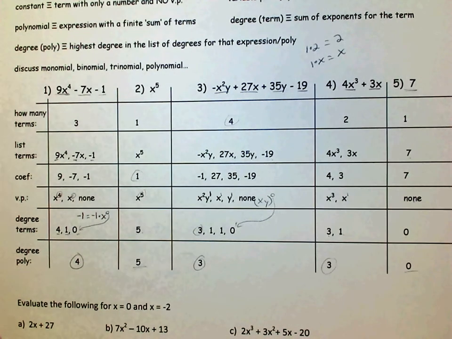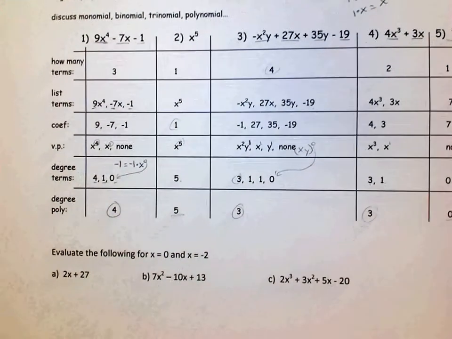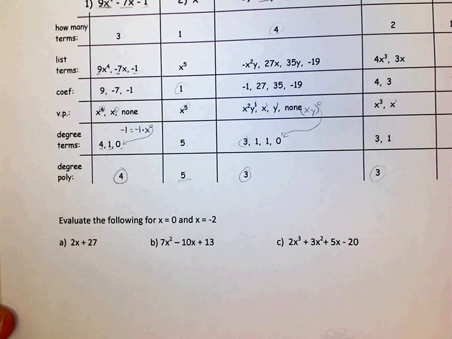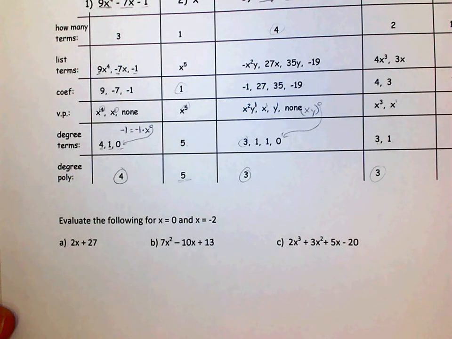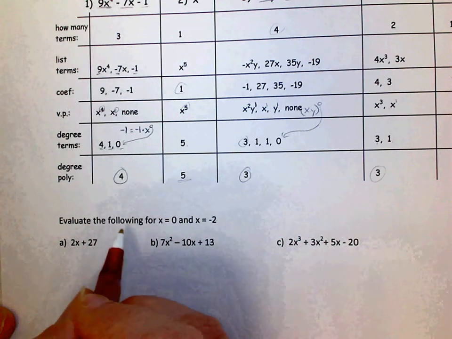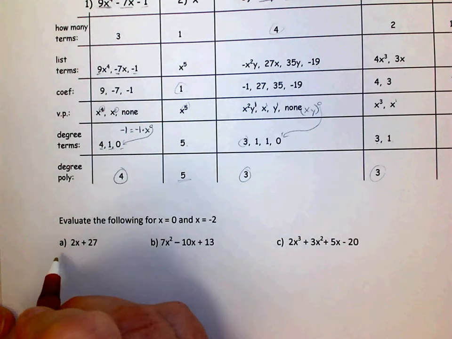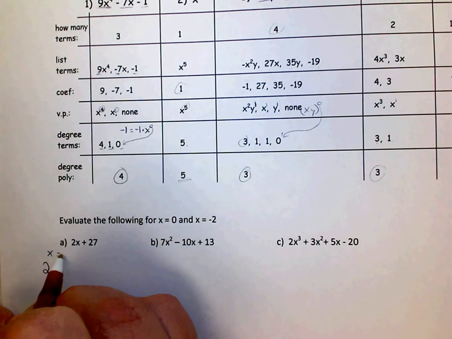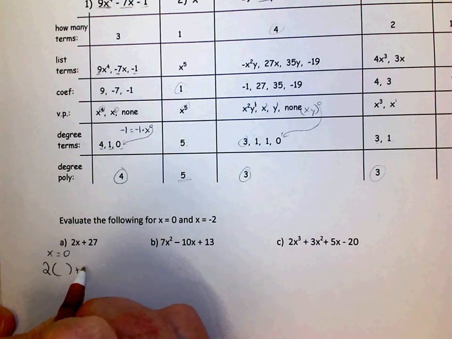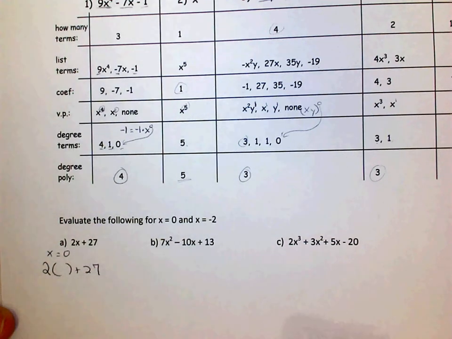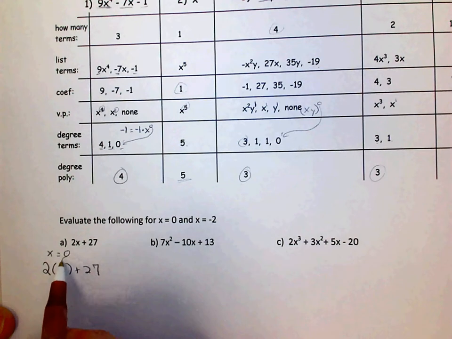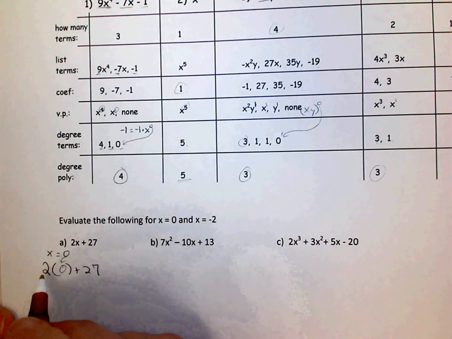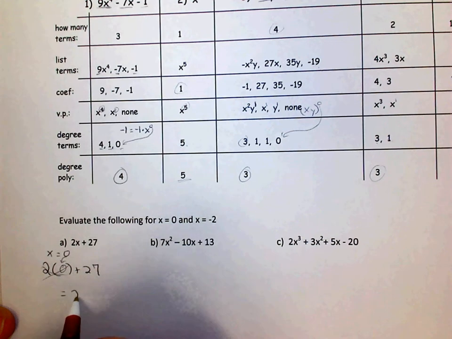Now, we did this kind of in the last section in 10.1, I guess it was, where we evaluated expressions. Well, we did this in Math 55. When x is 0, you rewrite your expression, and where the x was, you slip a 0 in there. And 2 times nothing goes away. And so the answer here is 27.